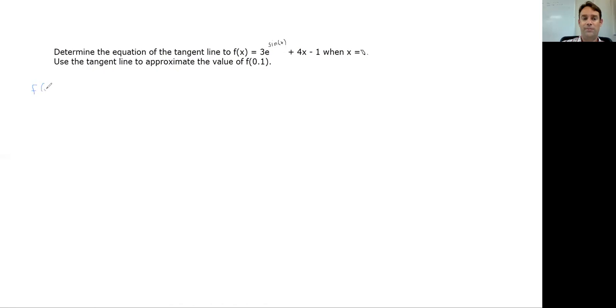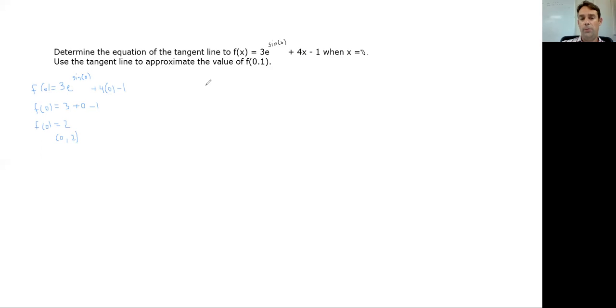I wonder sometimes. The first thing we've got to do is figure out the y value that's associated with this, and then we will go through and deal with the derivative. So if I plug 0 in here, I find out that f of 0 is 3 plus 0 minus 1, which is going to be 2. All right, so the point that we're dealing with our tangent line at is (0, 2).